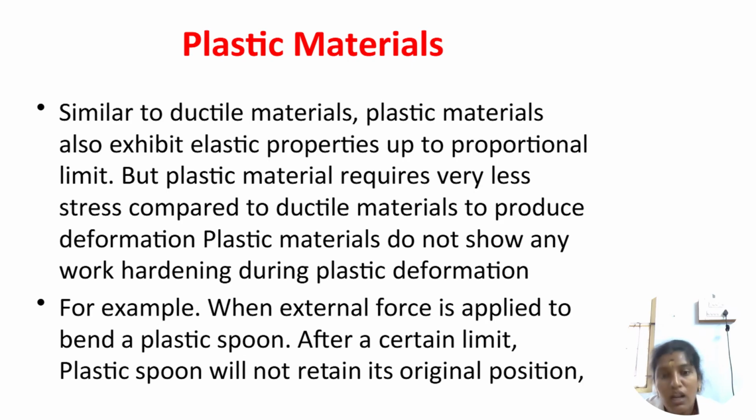The plastic material also exhibits some elastic property up to some limit. Within the proportional limit, it will return to the original position. But the plastic material requires much less stress compared to the ductile material. It has the same behavior, but a much smaller amount. The plastic does not show any work hardening during plastic deformation. For example, if you take a plastic spoon, after a certain limit it will not return to its original position. This is an example of ductile, brittle and plastic material.